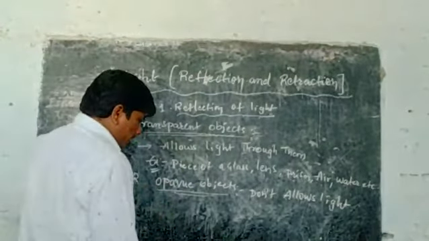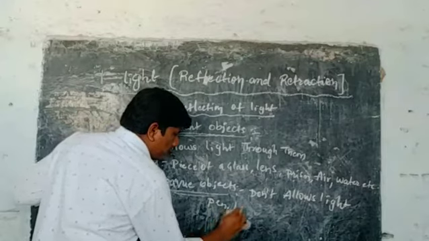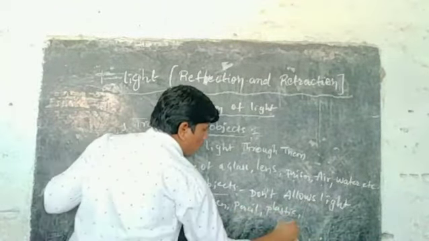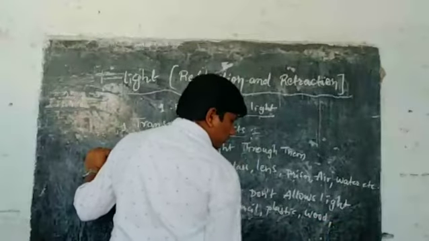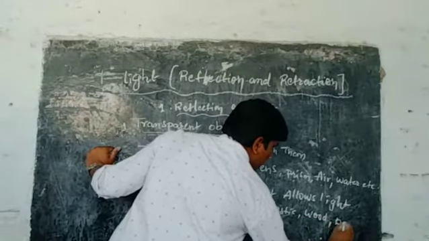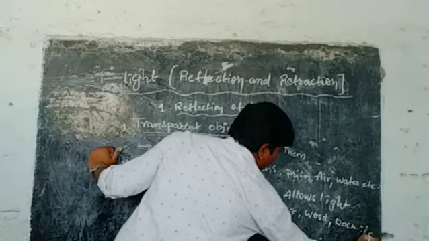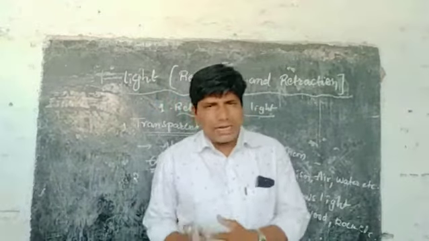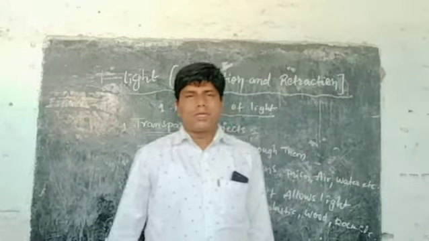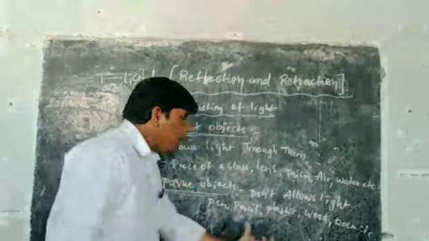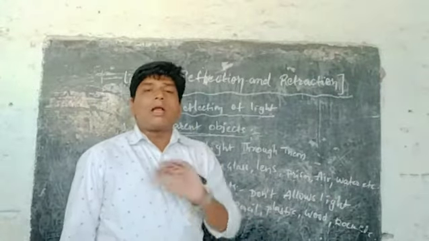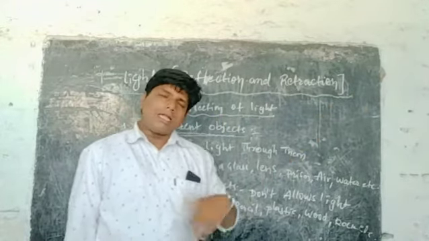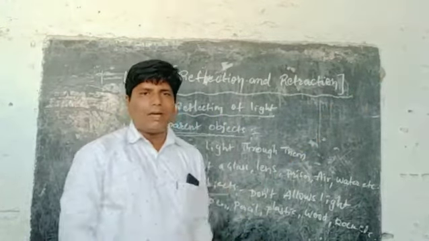That is like pen, pencil, plastic, wood, rock, human body, etc. These all are not going to allow light through them when light falls on them. When light falls on these kinds of objects, they never allow it to the other side. What they do, I will explain next.